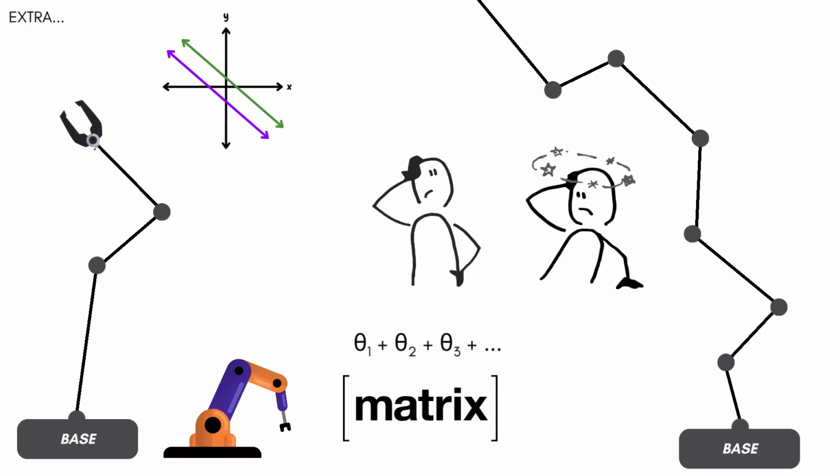So while the concept of chaining remains exactly the same, the tool we use changes from basic high school trigonometry to linear algebra. And that's the end of this 2D forward kinematics tutorial.